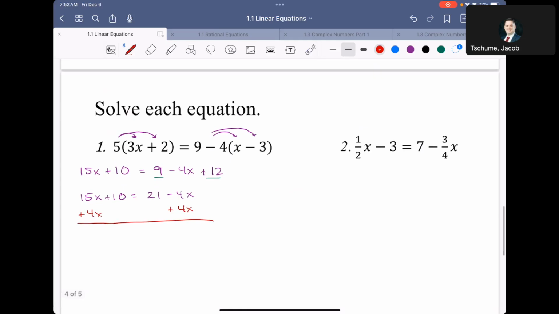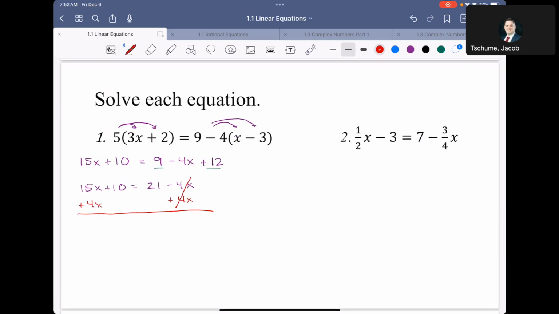And so when I do that, what that allows me to do is to cancel the x's on the right. And on the left, if I add those two things together, you will get 19x. Let me put that back in purple, sorry, so the colors match. So 19x.